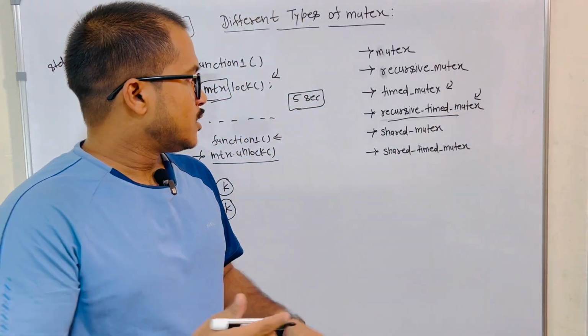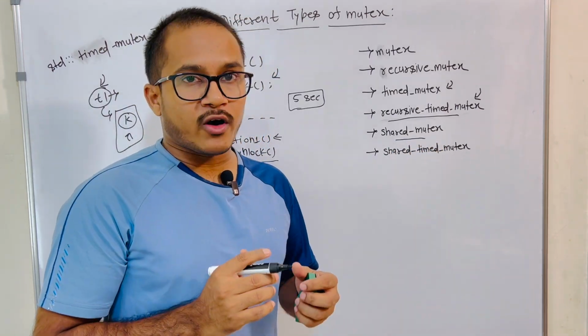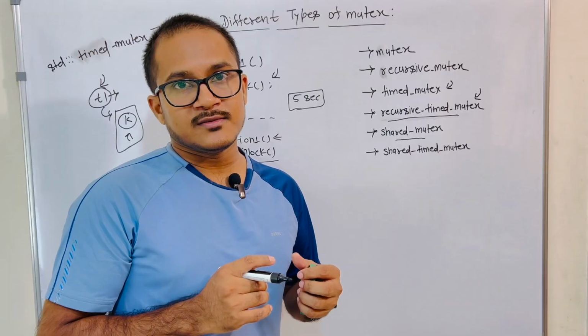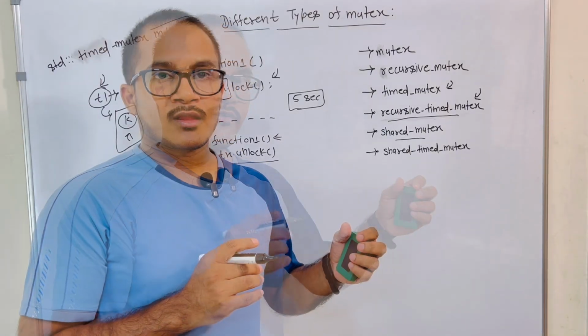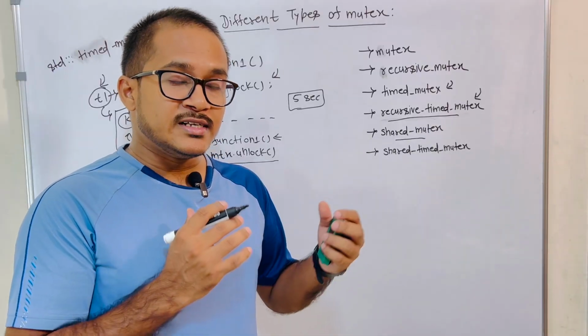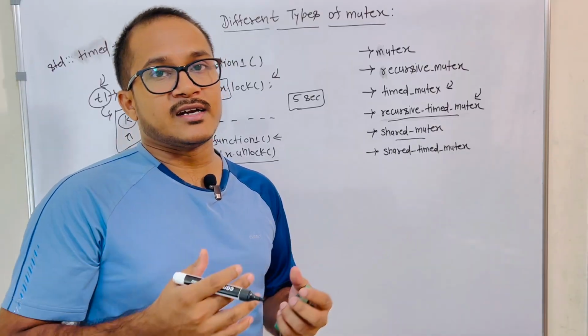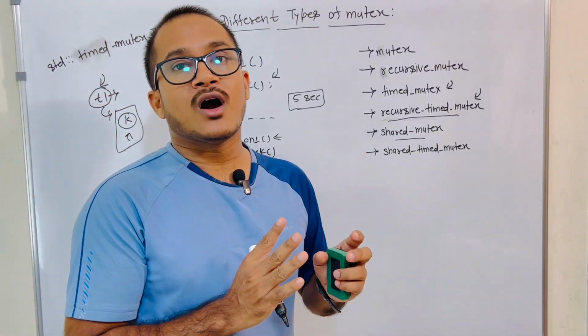So now if I talk about the shared mutex, sometimes what I want is for my system to behave in such a way that if multiple readers are trying to access some value, those readers should be allowed to access that value, but only a single writer should be able to update the value.